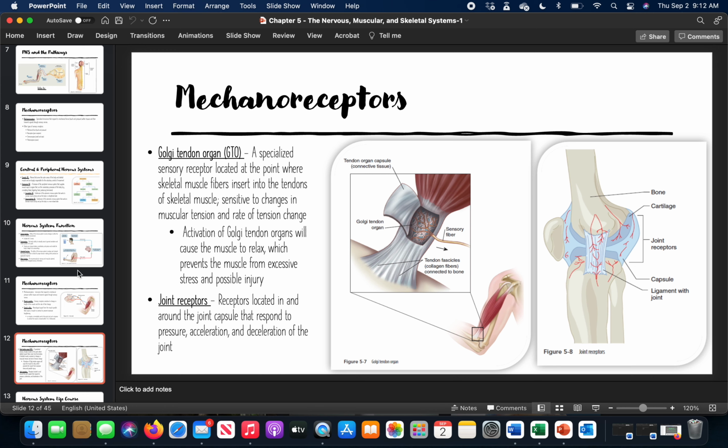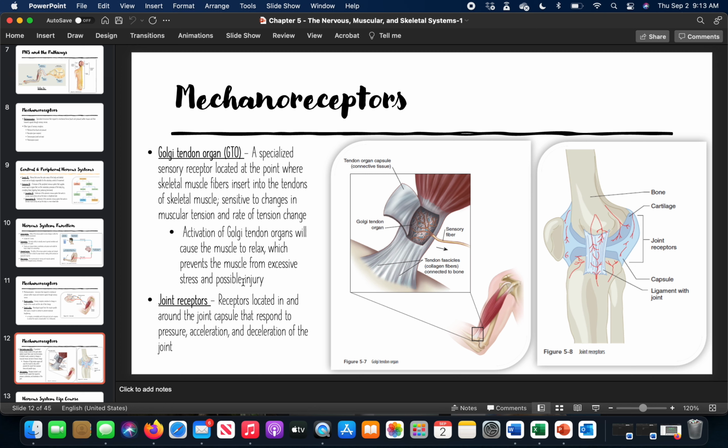So the other thing too, one more aspect here of mechanoreceptors. We're talking about joint receptors. You're talking about nerve endings that you find inside of the joint capsule. They're found all around, on the ligament components, on the capsules themselves, and they're basically reacting to differences in pressure. They're reacting to what we would say is acceleration, deceleration.